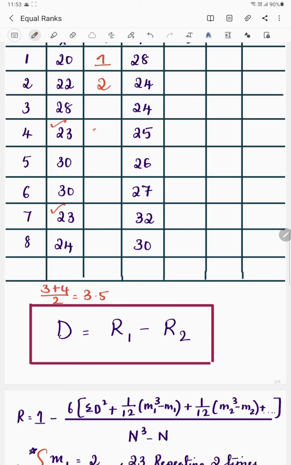So what you're going to do, you're going to write here 3.5 and here 3.5, and remember 4 is gone. The fourth position is gone completely. Next you're going to rank the fifth position. Okay, so which is the next smallest, next number after 23 is 24, so I am ranking that as 5.